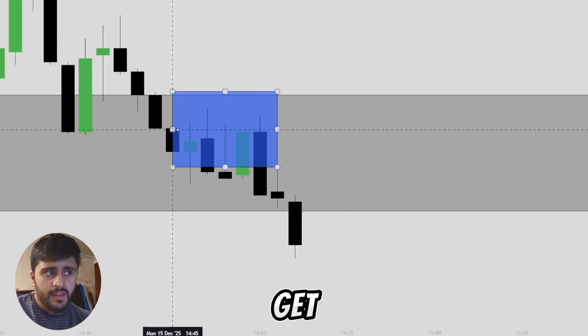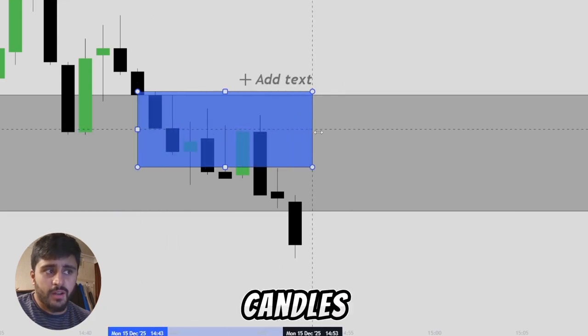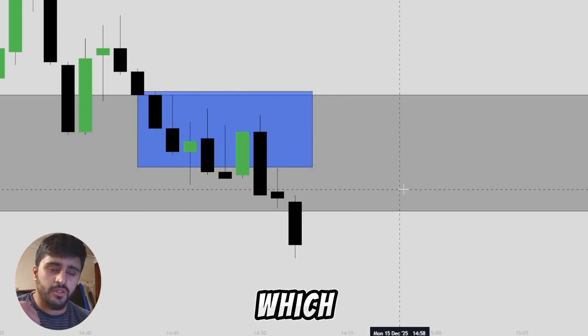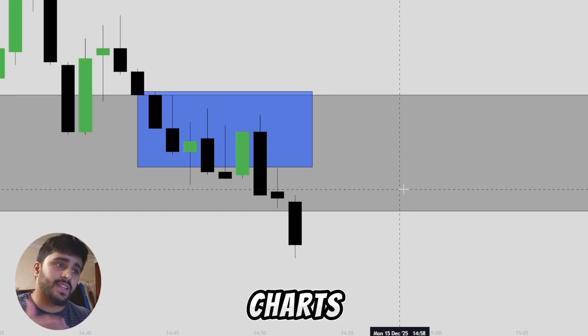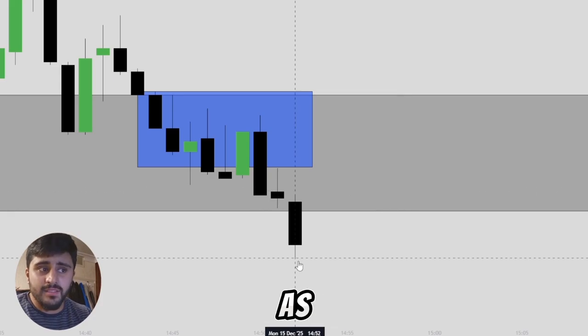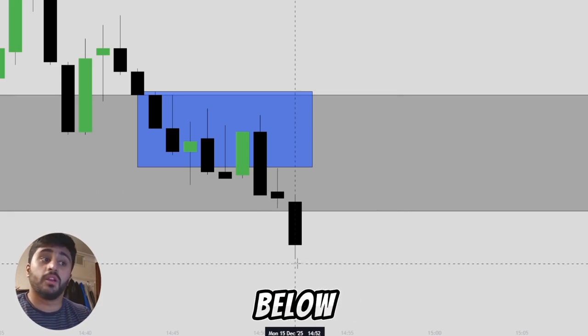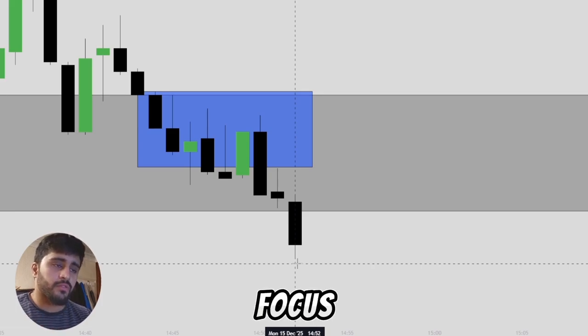So a question I get is, how do I know which candles to look for, and which footprints do I look for? Do I look at every single candle? No, you don't. You're only interested in reading the footprint charts inside of your level, and as the market's breaking below, or in this case below your level or above your level, you only want to focus on the price action inside of the key level, right?